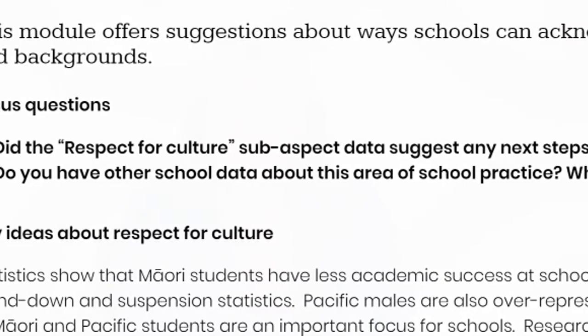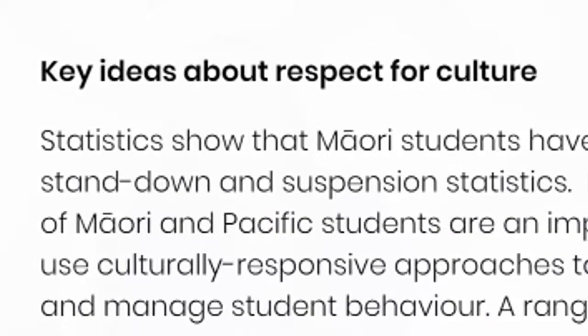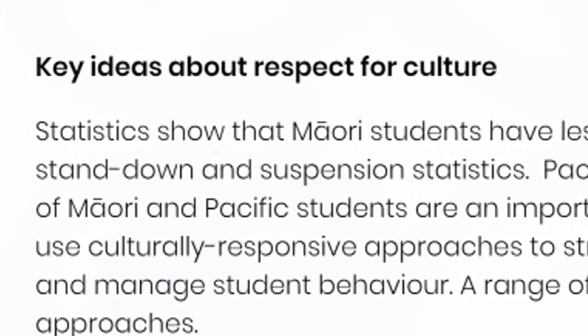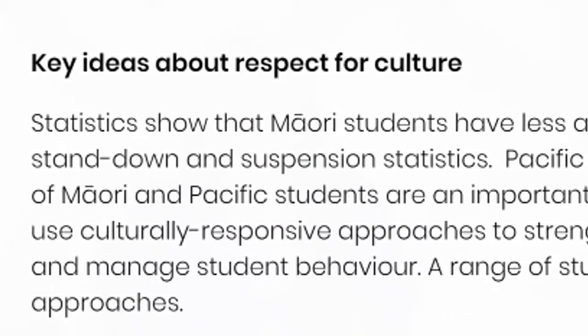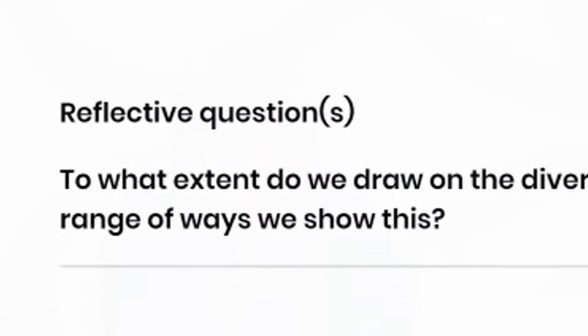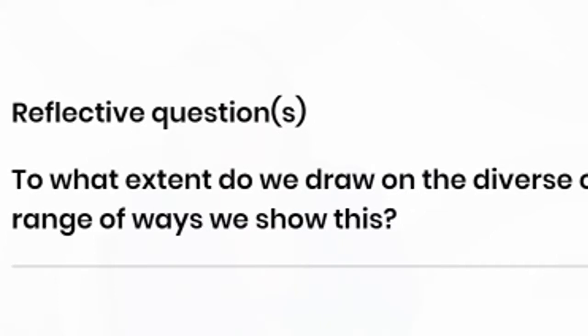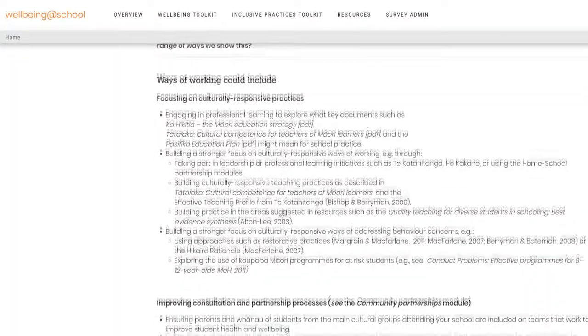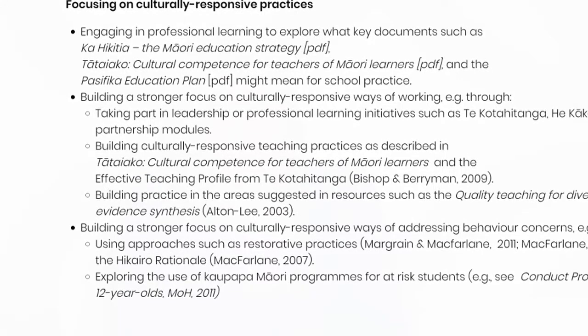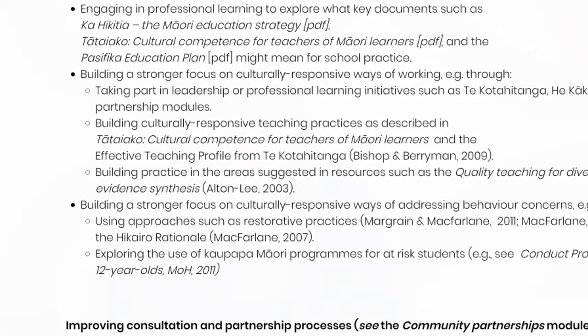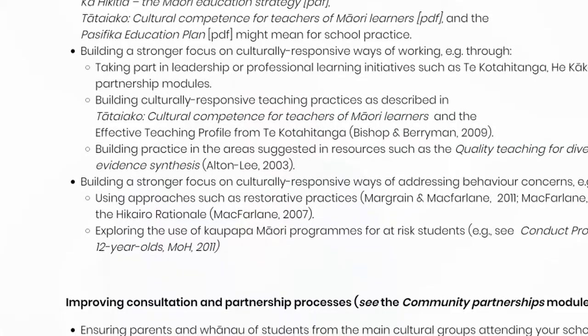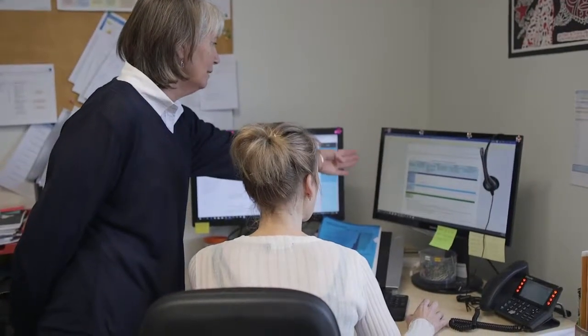How might you take those to a staff meeting? With the key idea, what does this sub-aspect really mean? What does it really describe? And also some reflective questions. So as you're moving through, the reflective questions just help guide your thinking on what's really important here and what needs to be considered. Under the ways of working, there are lists of ideas about how you might go through, let's say with consultation, or how you might work with staff and students to build new knowledge and ideas about what needs to happen next.